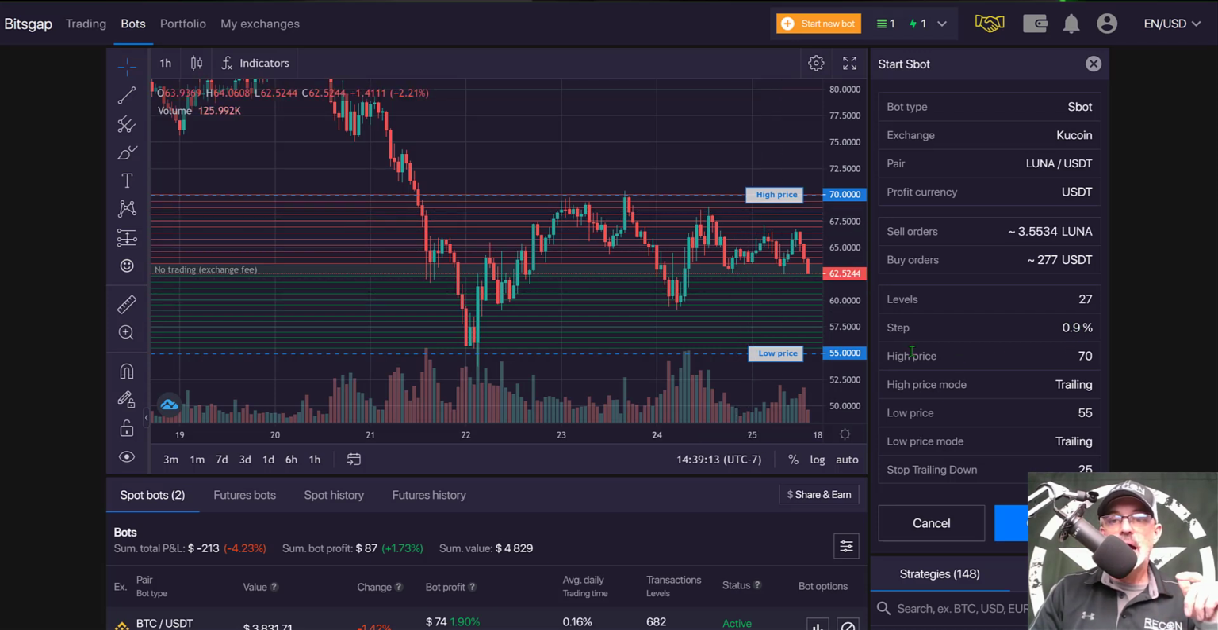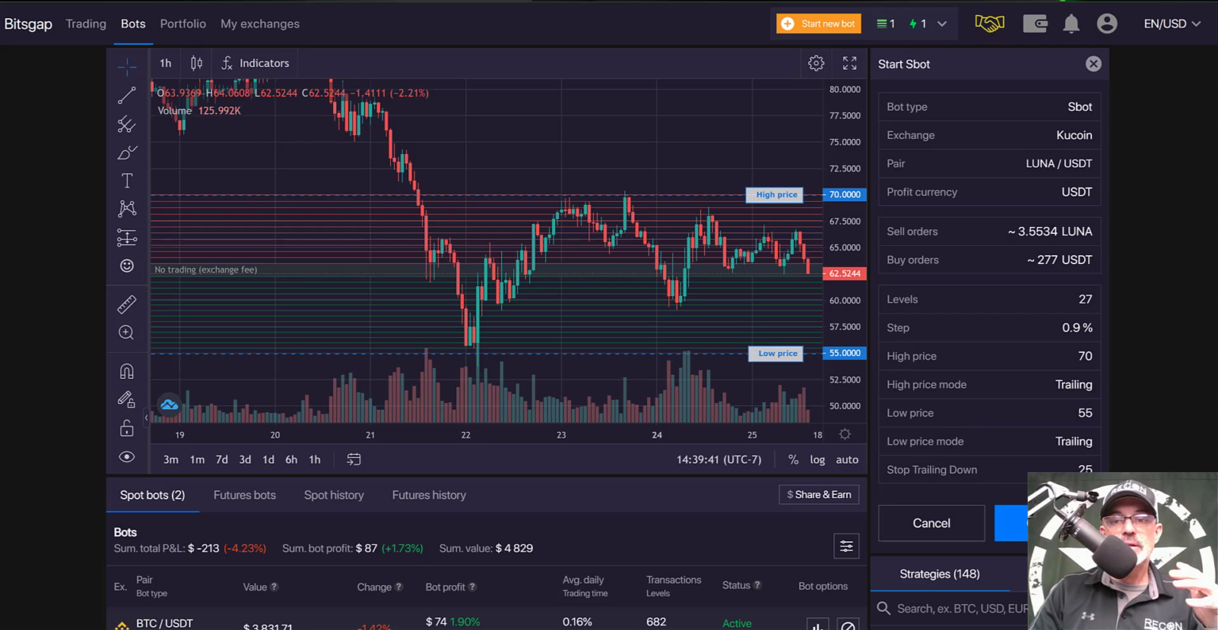My high price I set at 70. I do have the trailing up mode enabled. My low price was 55 down here based on prior support, and I do have the trailing down feature enabled. And I basically have this bot to stop trailing down at 25. Now let's get this bot deployed.